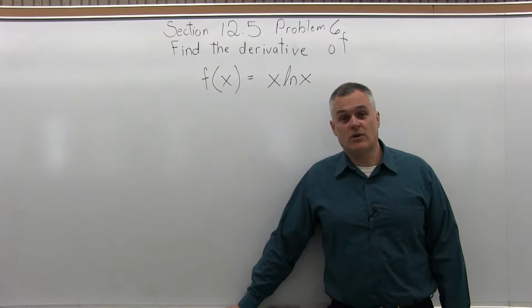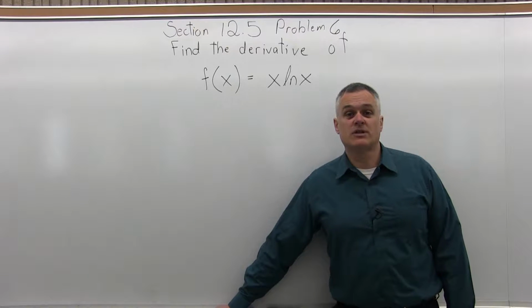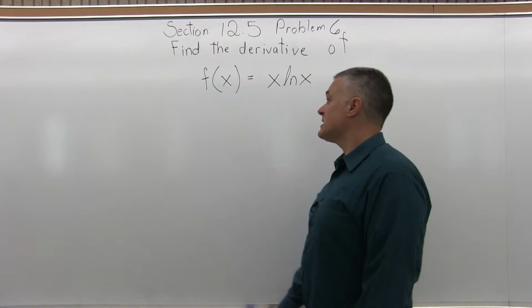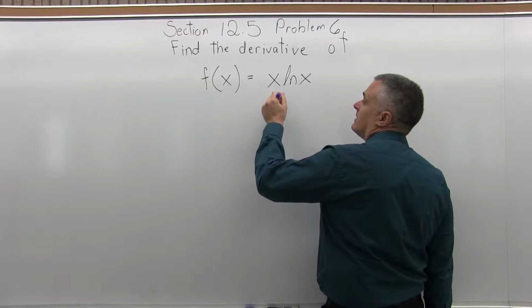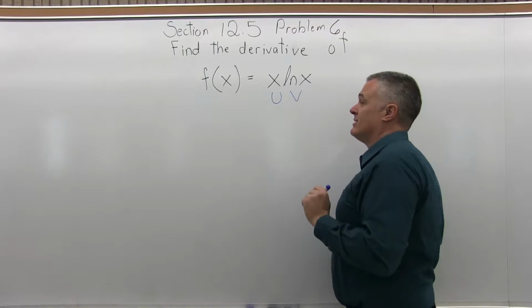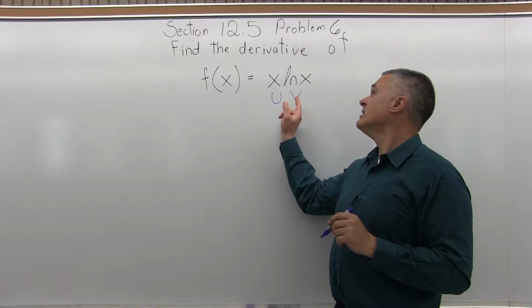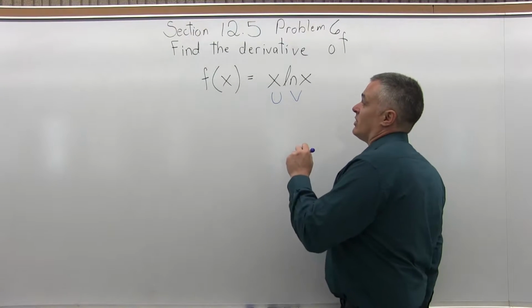This is Section 12.5, Problem number 6. It says find the derivative of the function f of x equals x times the natural log of x. Seems like a simple enough function, but what we really have here is a product, u times v, where u, the first part of the product, is the x. The v, the second part of the product, is natural log of x.